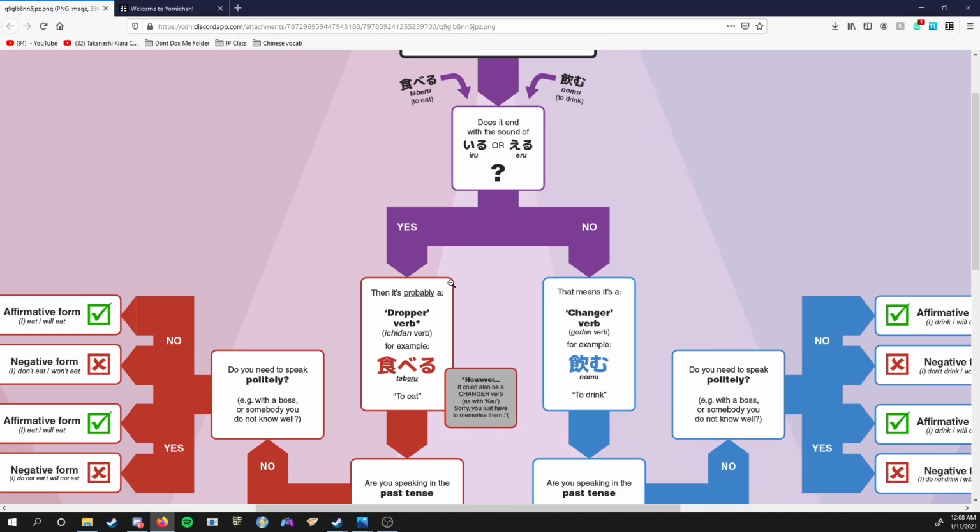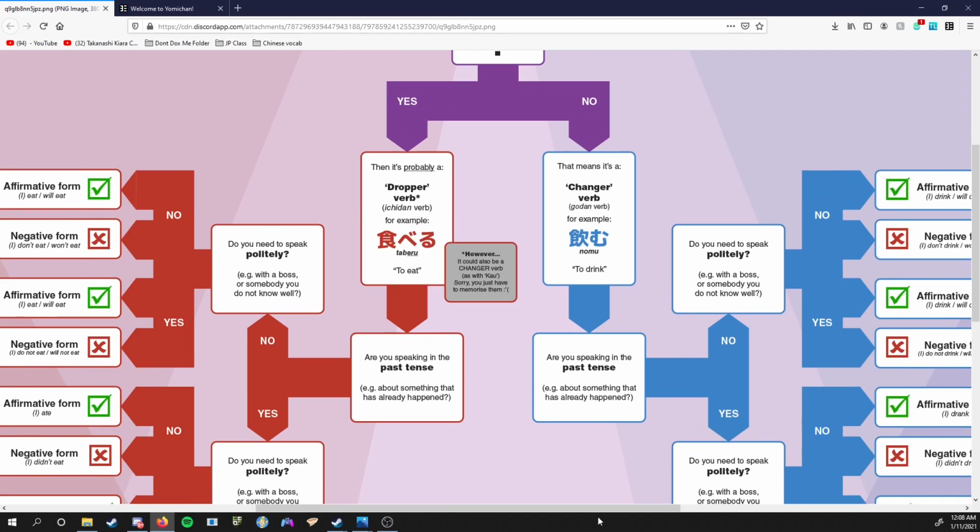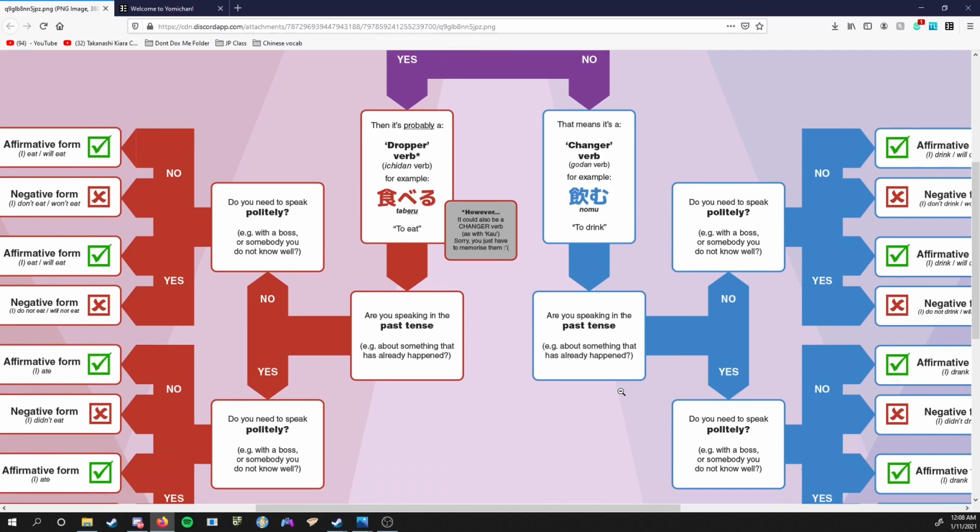So we'll start on the right-hand side. These are our changer verbs, but the more proper term for them is godan. The U ending on the verb can be changed to a different vowel when it's conjugated. So, for instance, the verb kiku, which is its dictionary form, can become kikeru when conjugated. So the U sound becomes an E sound. The U becomes an E.